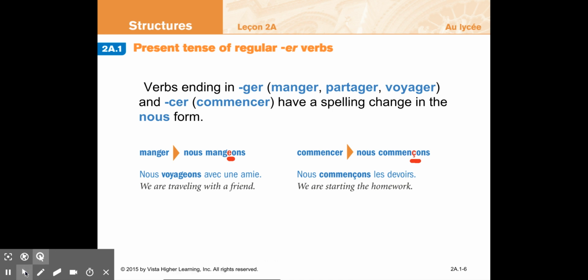Before you move on, it has to do with phonics. It has to do with the fact that G before an O makes a hard G sound instead of a J sound, and that C before an O makes a K sound, like a hard C, instead of a soft C. And both of those verbs require the soft G or the soft C. And so for "nous voyageons," you put that E so that you get the soft G. For "nous commençons," you put the cedilla so that you get the soft C. So it's all for pronunciation purposes.